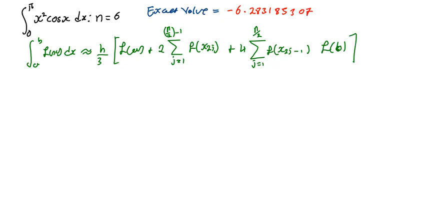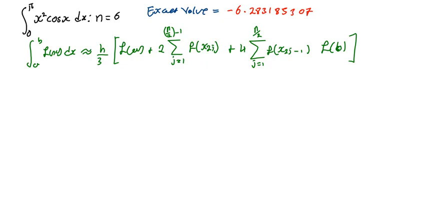We have the error part, but I'm not going to include it. So the first thing that we can do is try to consider what this is and what that is, because obviously we know what our b is. Our b is pi and our a is 0, so it's easy to substitute for those.